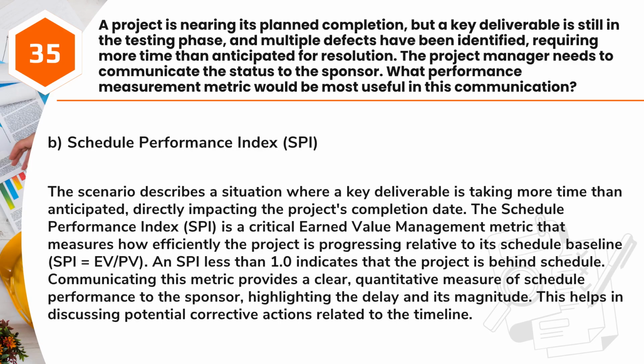Answer: B. Schedule Performance Index, SPI. The scenario describes a situation where a key deliverable is taking more time than anticipated, directly impacting the project's completion date. The Schedule Performance Index, SPI, is a critical earned value management metric that measures how efficiently the project is progressing relative to its schedule baseline. SPI equals EV/PV. An SPI less than 1.0 indicates that the project is behind schedule. Communicating this metric provides a clear, quantitative measure of schedule performance to the sponsor, highlighting the delay and its magnitude. This helps in discussing potential corrective actions related to the timeline.